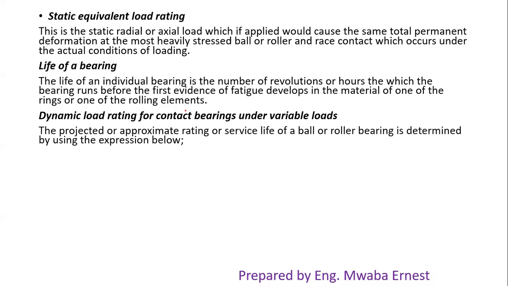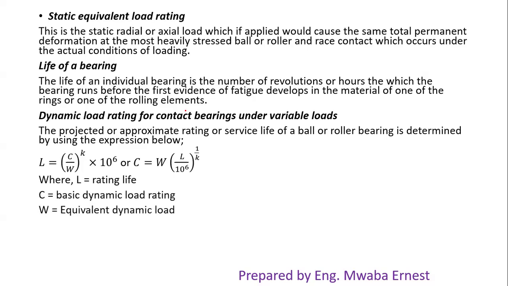Dynamic load rating. So this is the projected or approximate rating or service life of a ball or roller bearing. We'll see the difference in the constants involved. So how do we do it? We determine it using this expression here. L is (C over W) to the power K, times 10 to the power 6. Then if you're trying to find C, you can make it the subject of the formula: C is W times (L over 10 to the power 6) to the power 1 over K.